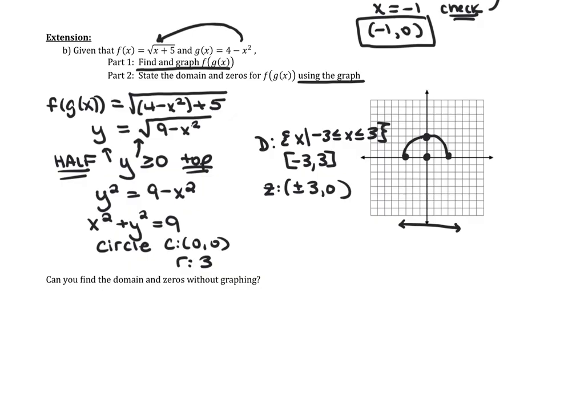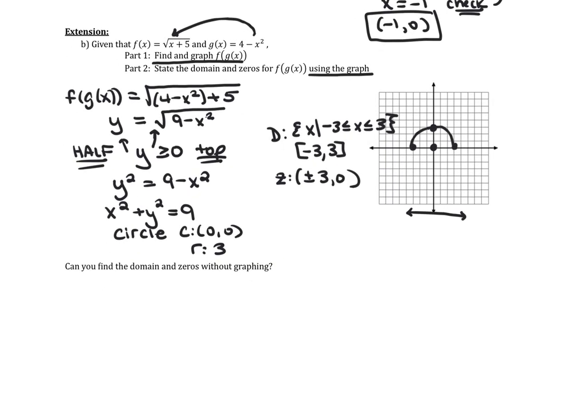Now below it says, can you find the domain and zeros without graphing? So we actually can, and we're just going to ask you to do one or the other. Ideally, if we say graph, you might as well use the graph. It's just quicker. But the domain, remember, you have to find the domain of the inner, the domain of the composition, and then the overlap.